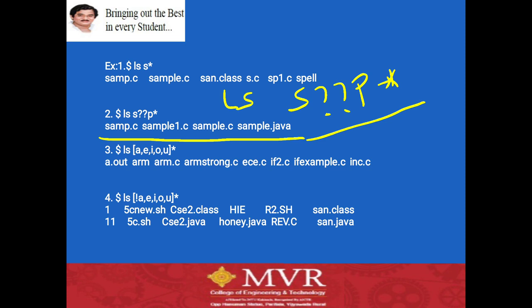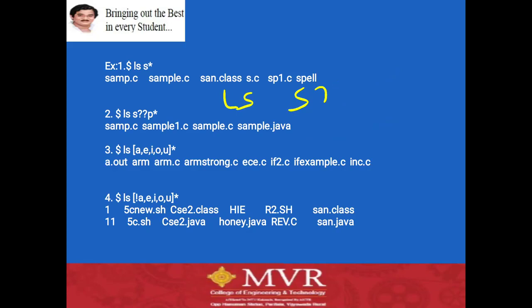Here also sample, first letter is s, fourth letter is p. After p there is something, but we won't bother about this. Then again sample.java. So all the four files have first letter s and fourth letter p, and after p there are any number of characters, it may be 4, 5, 6 or nothing also, it is going to display. So from this example what you need to understand is question mark always matches any single character, only one character it matches.